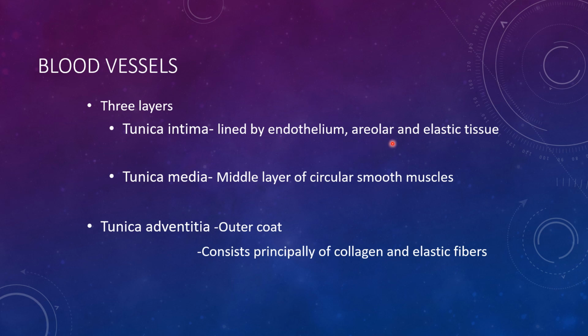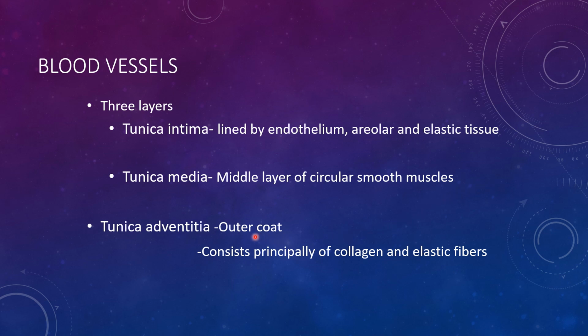Next one is your tunica media. The tunica media is the middle layer, consisting of elastic fibers that keep your blood flowing in one direction. Actually, it is the middle layer of circular smooth muscles. The media also helps the vessels expand and contract. The tunica media is also responsible for the vasodilation and vasoconstriction of your blood vessels.